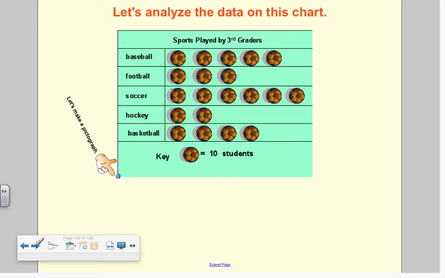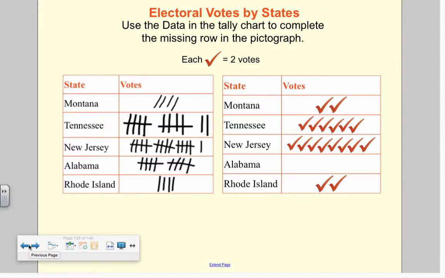Here's the sports played by 3rd graders. The key shows you 1 basketball equals how many students? If you said 10, you were correct. Here's another type of pictograph. It takes a tally chart and makes it into a pictograph using checks. Each check equals 2 votes. It says use the data in the tally chart to complete the missing row in the pictograph.